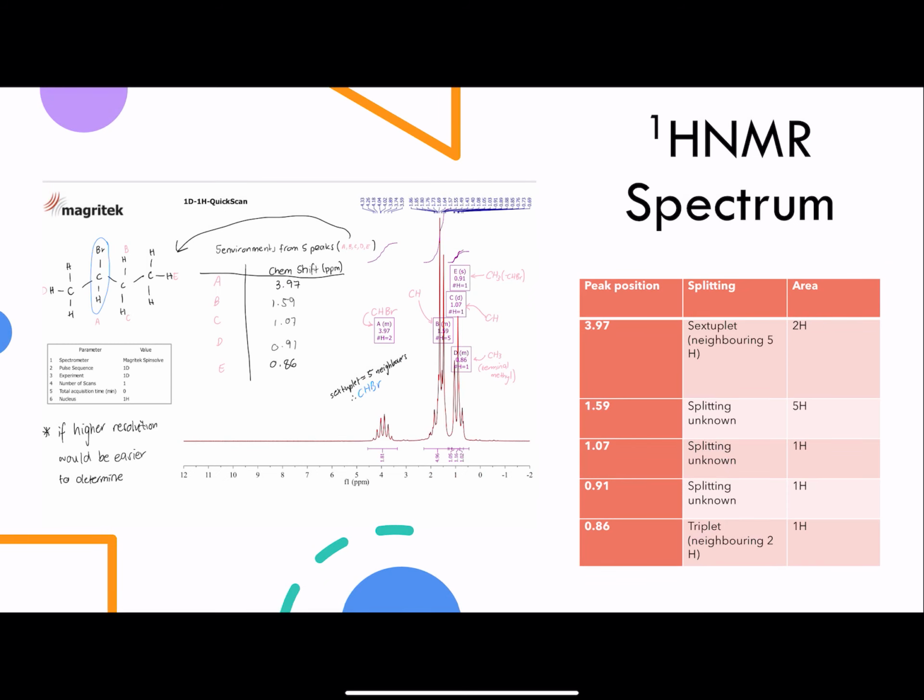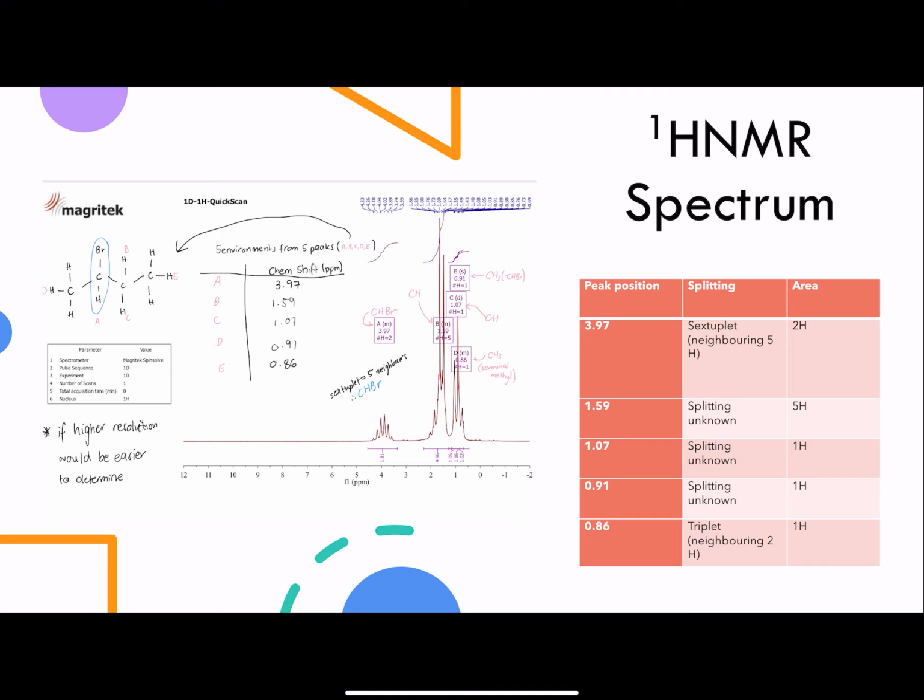Next we have hydrogen NMR. There are 5 hydrogen environments in 2-bromobutane, indicated by 5 peaks on the HNMR spectrum, although the spectrum obtained for this experiment does not show them particularly well. The peak at 3.97 is split into a sextuplet, which indicates that it is neighbouring 5 hydrogens due to the n+1 rule: 6 minus 1 equals 5. The only hydrogen this could be is the one on carbon 2, which is CHBr.